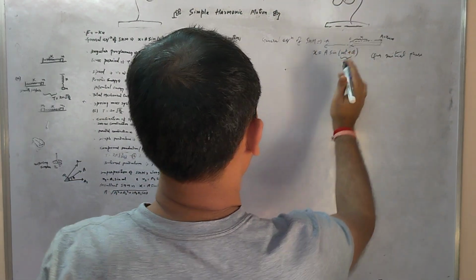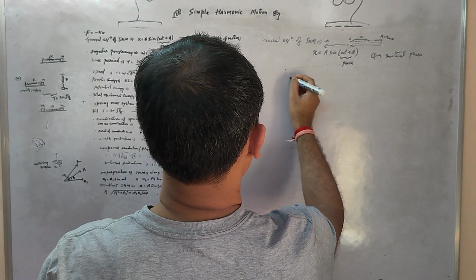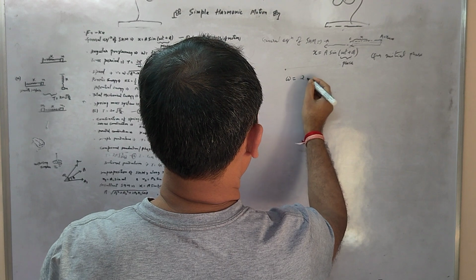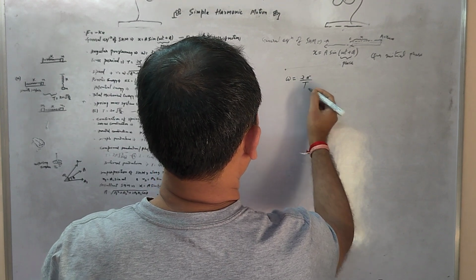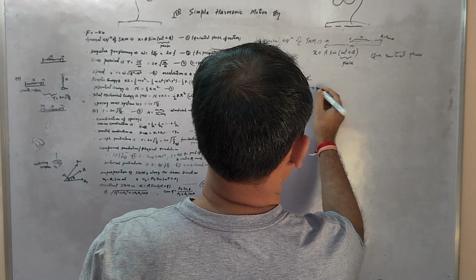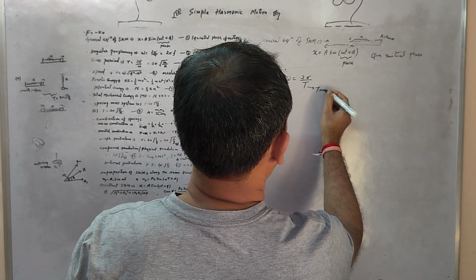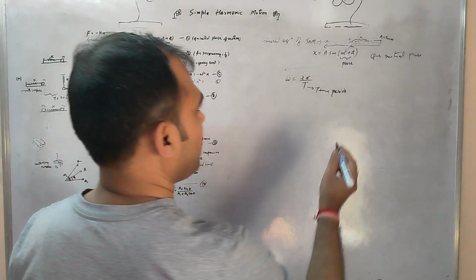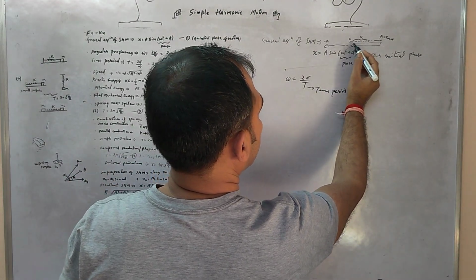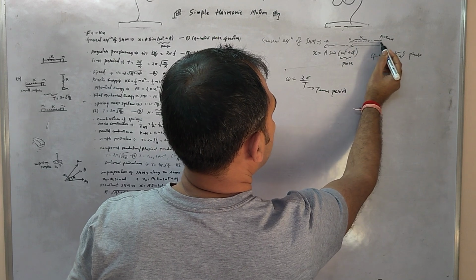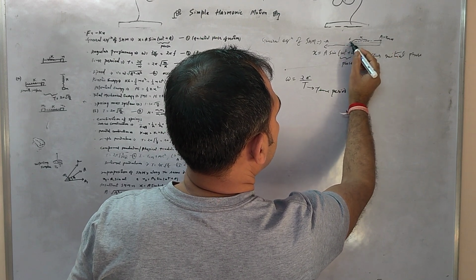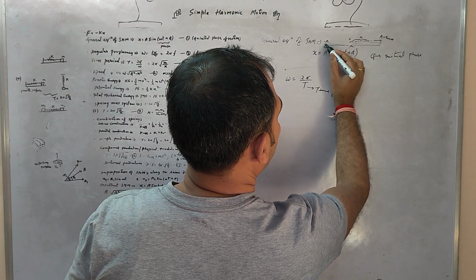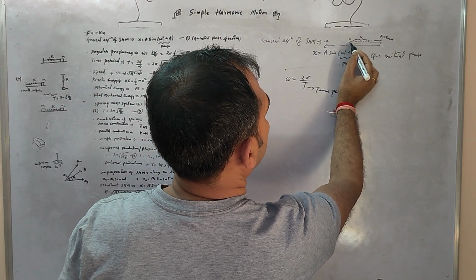What is omega here? Omega is the angular frequency, and that will be equal to 2 pi by T, where T is the time period. And what is the time period? Time period is the time taken to complete one cycle, from 0 to A to 0, -A, again 0.